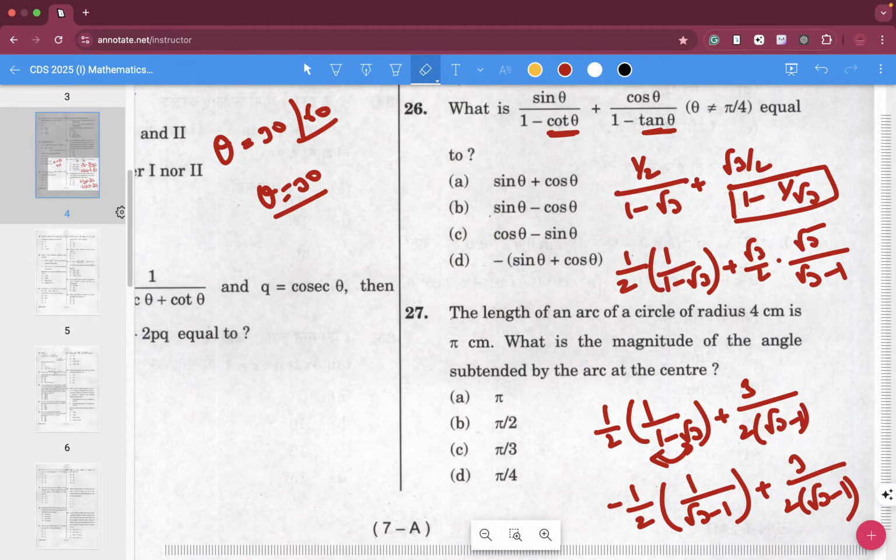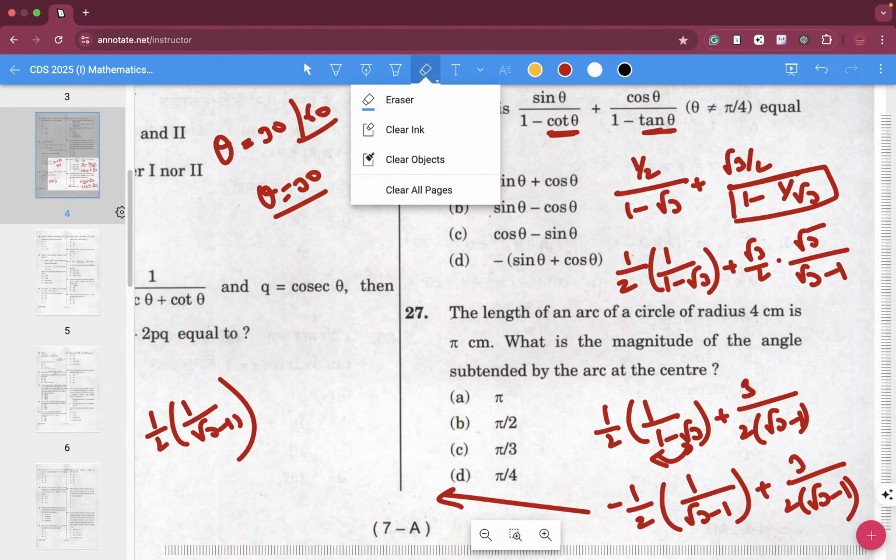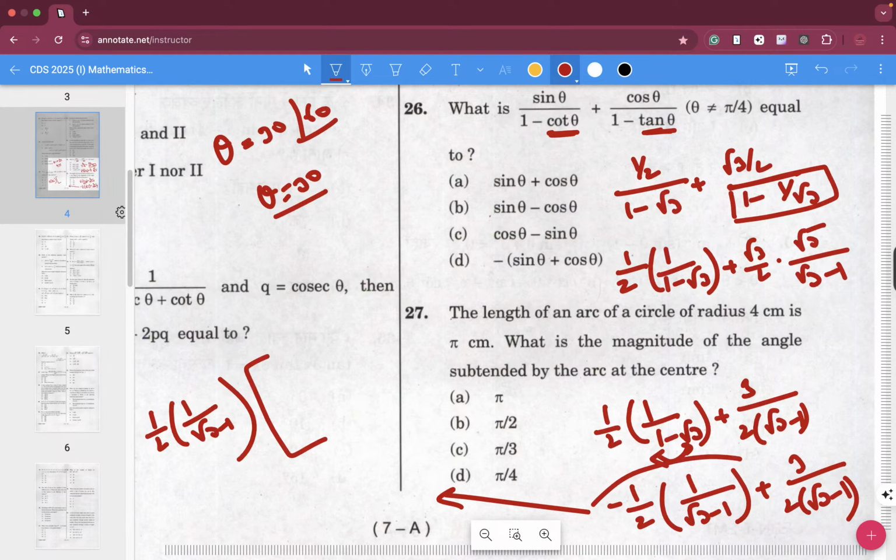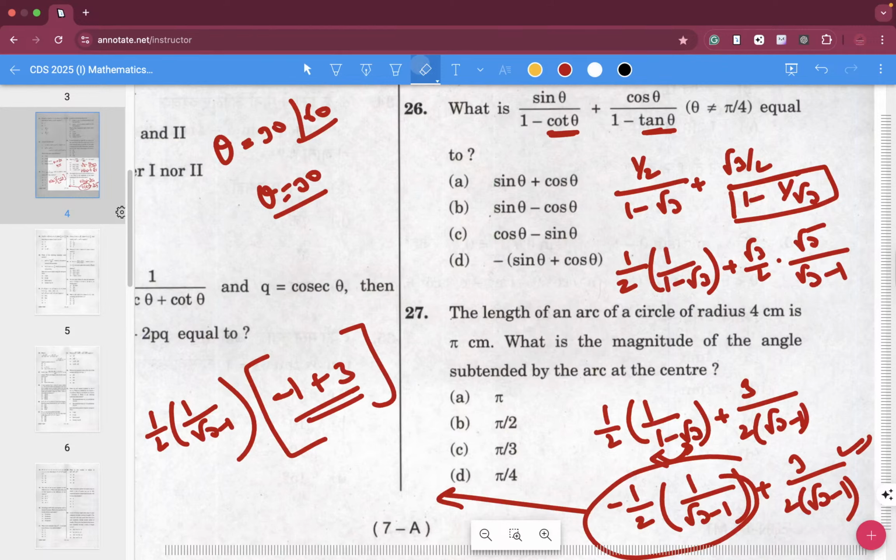Okay, so now if I solve for this one over here, I'm taking 1 by 2, 1 by root 3 minus 1 common. If I take this value common over here, what are we left with? Over here we are left with minus 1, and over here we are left with plus 3. This value is 2, right? If this value is 2, we can simply say this value and this value is gone. And the numerator is also 1, so this value is also gone.